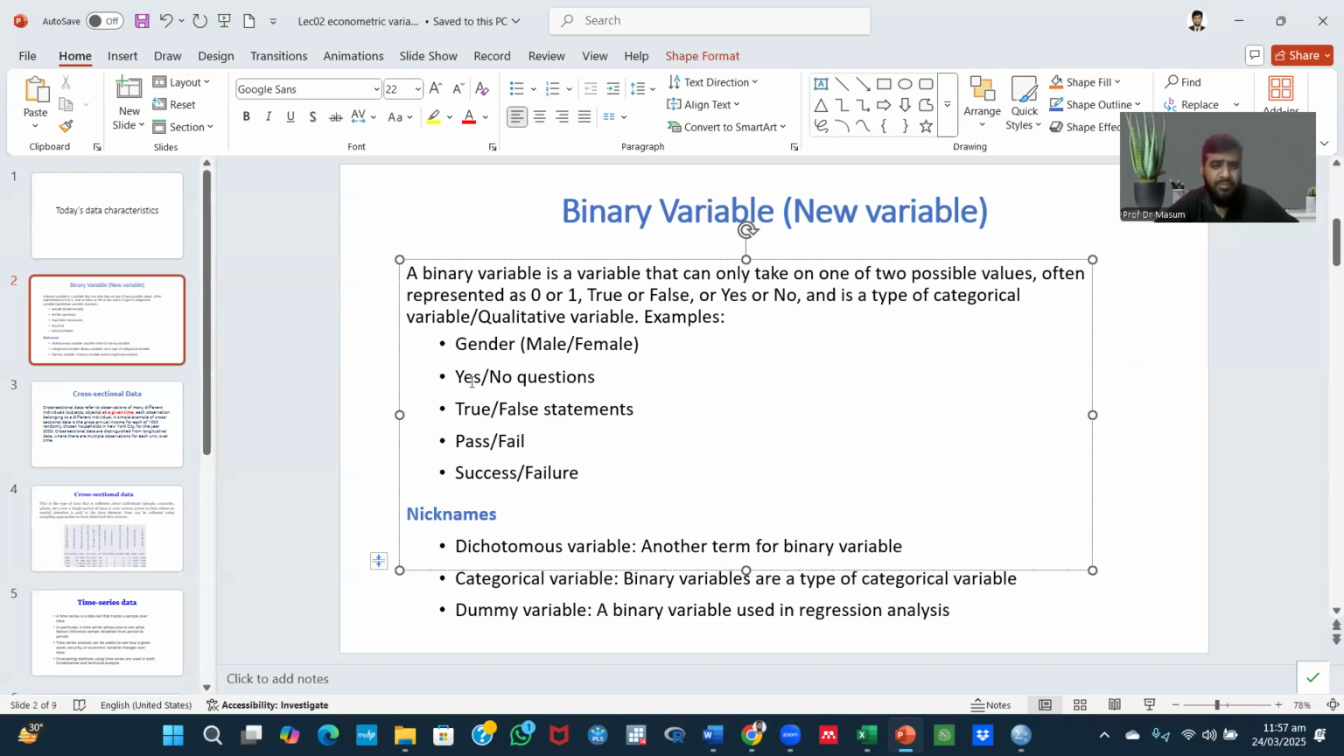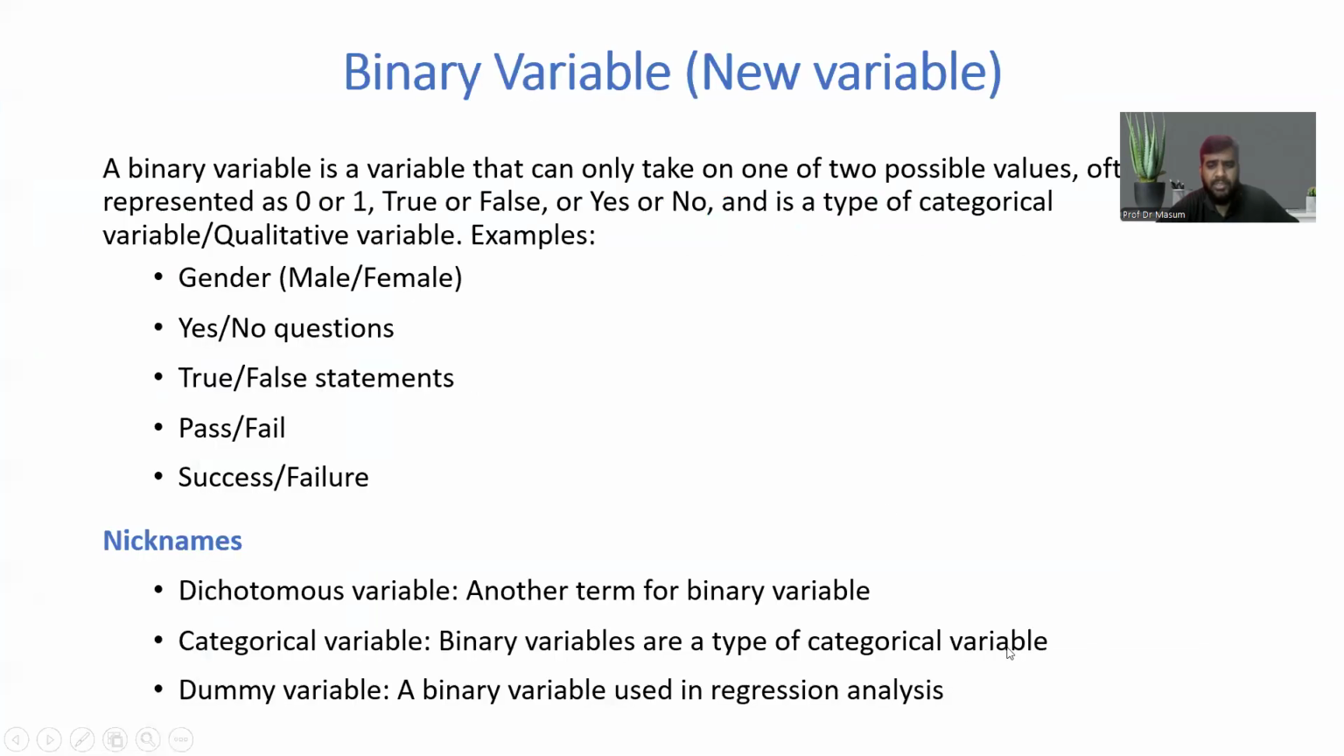Examples: male, female, yes, no in a question, true, false in a statement, pass, fail in a course, success, failure in a program. And the nickname of this binary variable is that the binary variable is also known as a dichotomous variable. Binary variables are a type of categorical variable. Binary variable, when you use in regression analysis, is also known as a dummy variable.